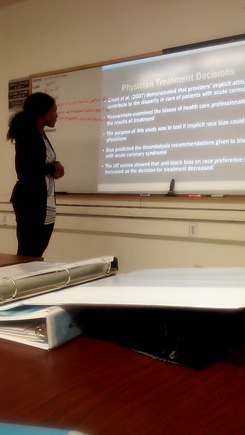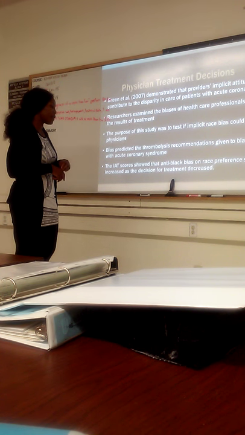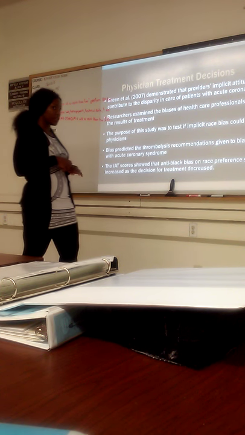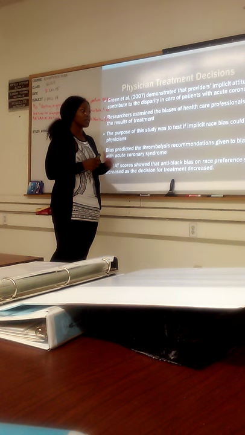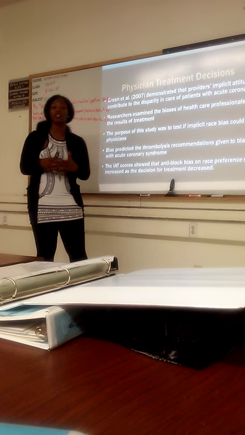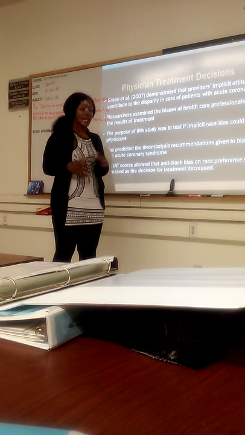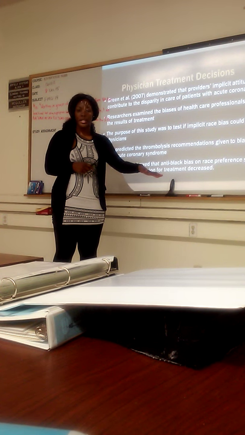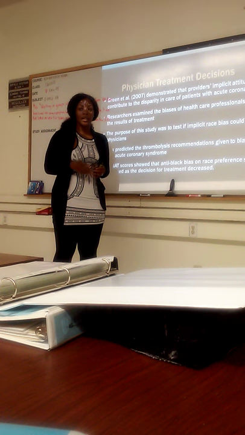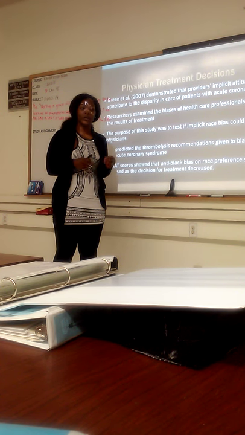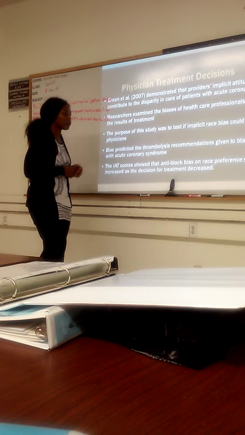The IAT scores showed that anti-Black bias on race preference significantly increased as the decision for treatment decreased. So that was groundbreaking research because it actually did show that when all the factors are controlled and with this one specific disease, treatment varies based on the color of skin, even when all the factors are controlled.